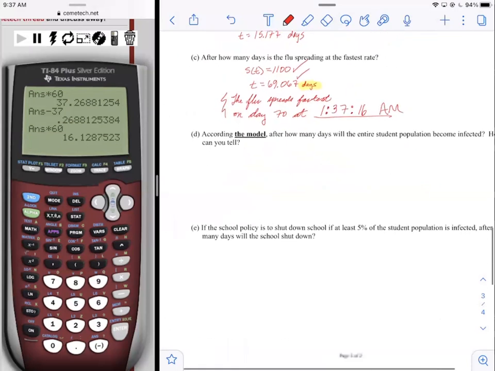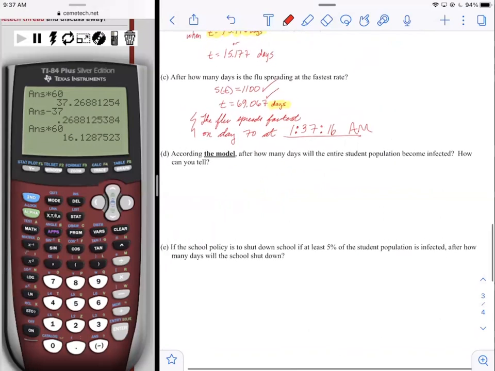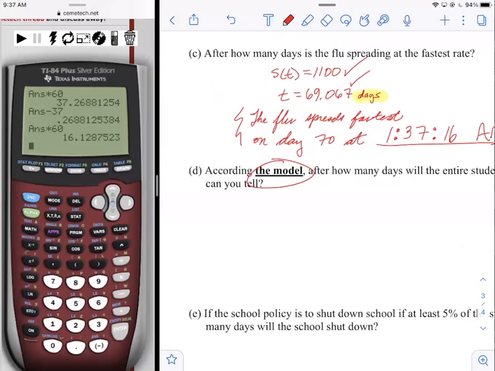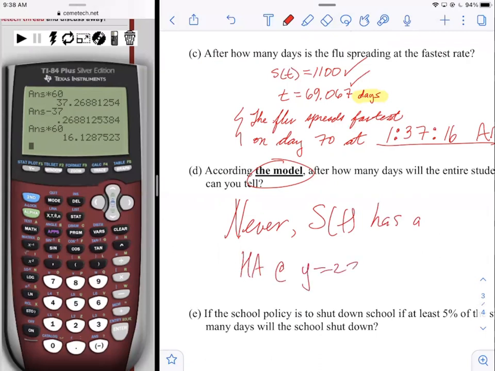Okay, we're almost done. According to the model, after how many days would the entire student population become infected? According to the model, will the student body ever become fully infected? Never. Okay. And then why? S of T has a horizontal asymptote at y equals 2200. That's all you have to say. That's according to the model. Don't say it has an HA. Don't use pronouns like it, because I don't know what it is. There's a lot of things we've been talking about.